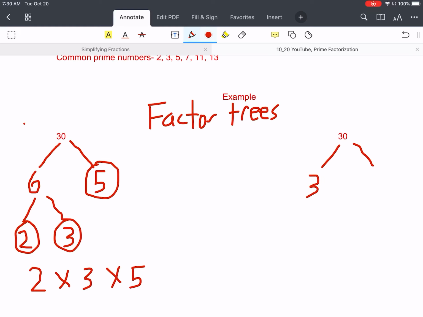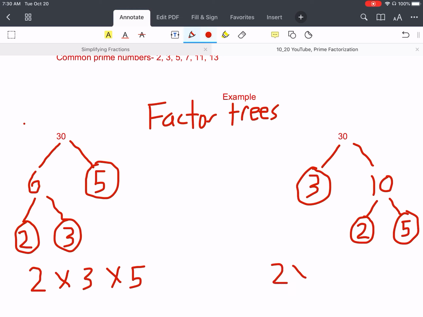If we did 3 times 10, we can circle 3 as our prime number. And when we break apart the 10, we're going to break that apart into 2 times 5, because 2 times 5 equals 10. And if you notice, we will still have our same numbers circled. I'm still going to write it from least to greatest. 2 times 3 times 5. And that is the prime factorization of 30. And that would be our final answer.